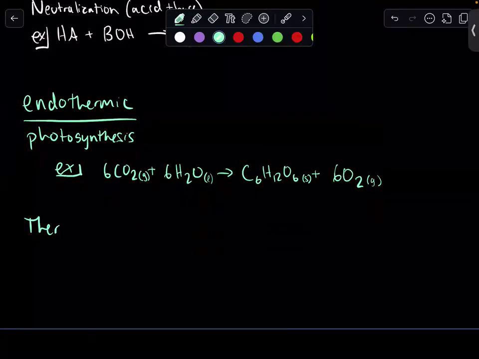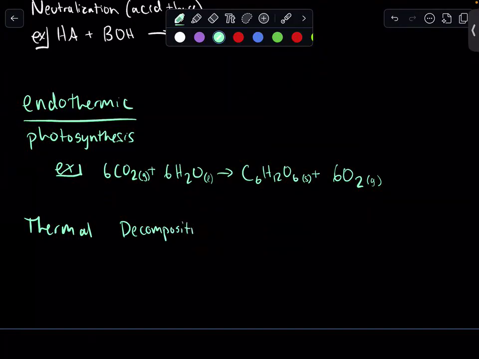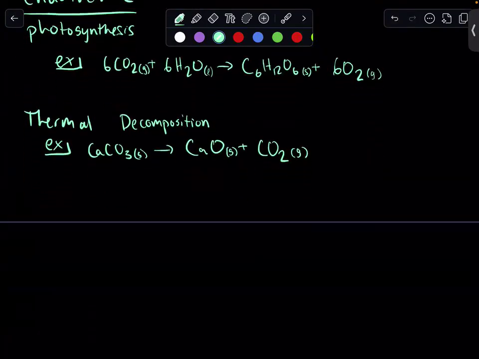The other one is thermal decomposition. That's the application of heat to break something up. One good example of this might be the thermal decomposition of a carbonate like calcium carbonate, CaCO3. When you add heat to calcium carbonate, you get calcium oxide plus carbon dioxide. This will be in solid form and this will be in the gaseous form. So these reactions always have either endo or exothermic profiles.